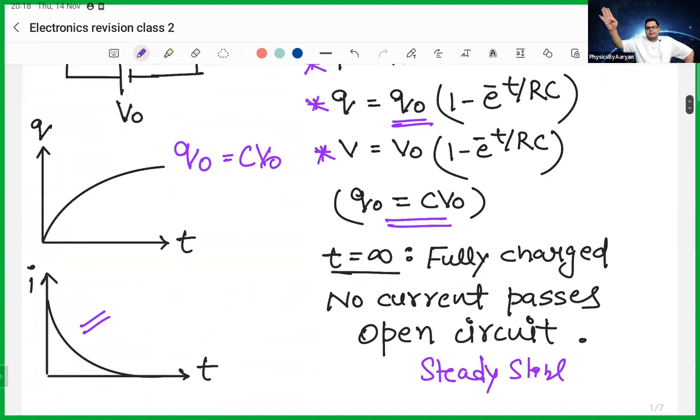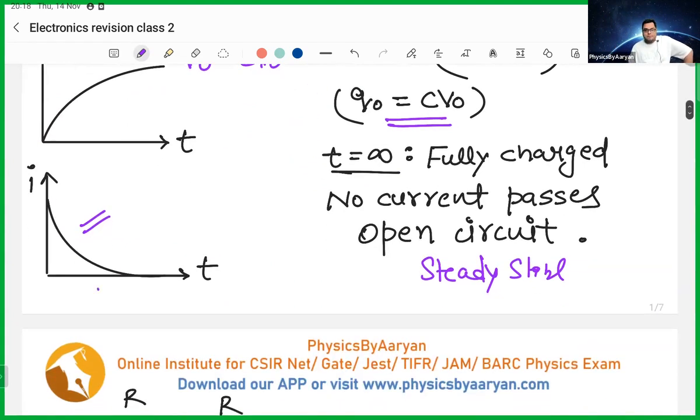And ultimately, at the final stage, the current will become 0. So if after a long amount of time someone asks you, is the current passing through the capacitor? Then you say no. In the steady state, DC current cannot pass through the capacitor. That is why we say that a capacitor blocks DC.